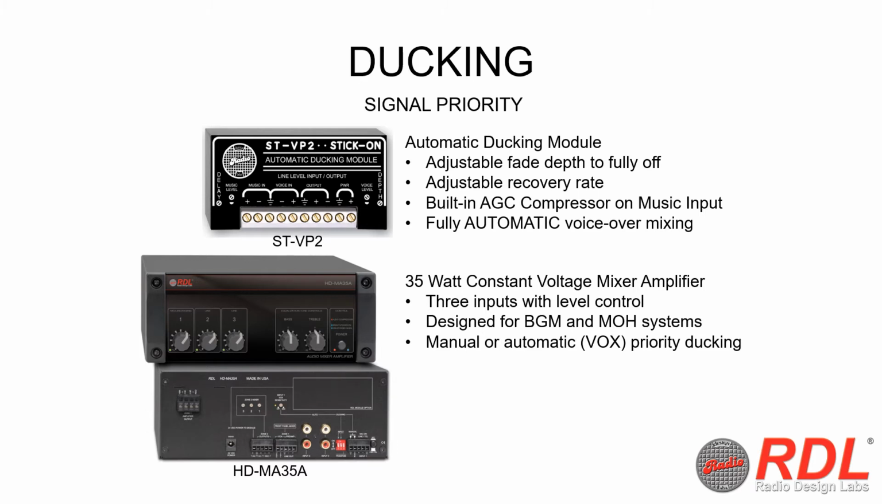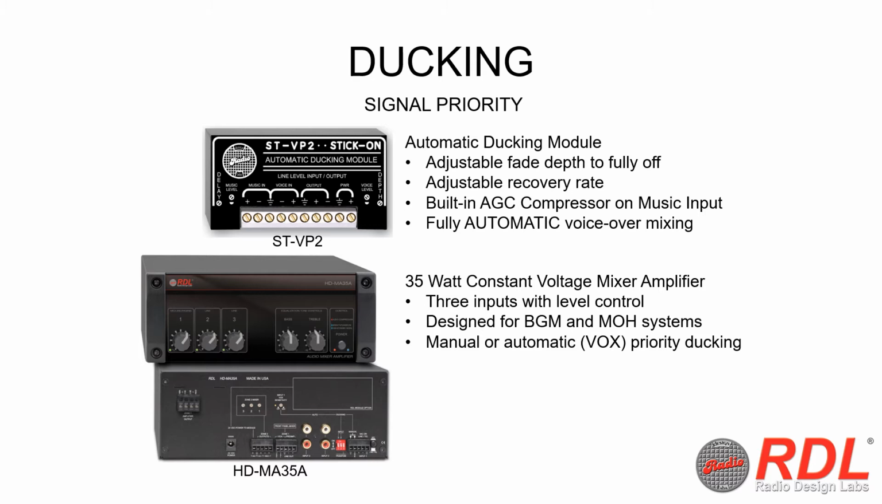The STVP2 is a fully automatic ducking module that's ideal for background music systems with paging. The background signal is automatically ducked whenever a paging announcement occurs. There's an automatic gain control, or AGC, compression feature that automatically averages out the wide variety of signal levels received from background music programs and recordings. This AGC feature produces more constant or average background listening levels, which is more pleasant for the listeners.